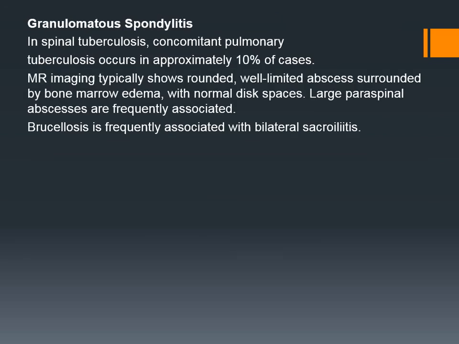Granulomatous spondylitis in spinal tuberculosis. In spinal tuberculosis, concomitant pulmonary tuberculosis occurs in approximately 10% of cases. MR imaging typically shows a rounded, well-limited abscess surrounded by bone marrow edema with a normal disc space. Large paraspinal abscesses are frequently associated. Brucellosis is frequently associated with bilateral sacroiliitis.